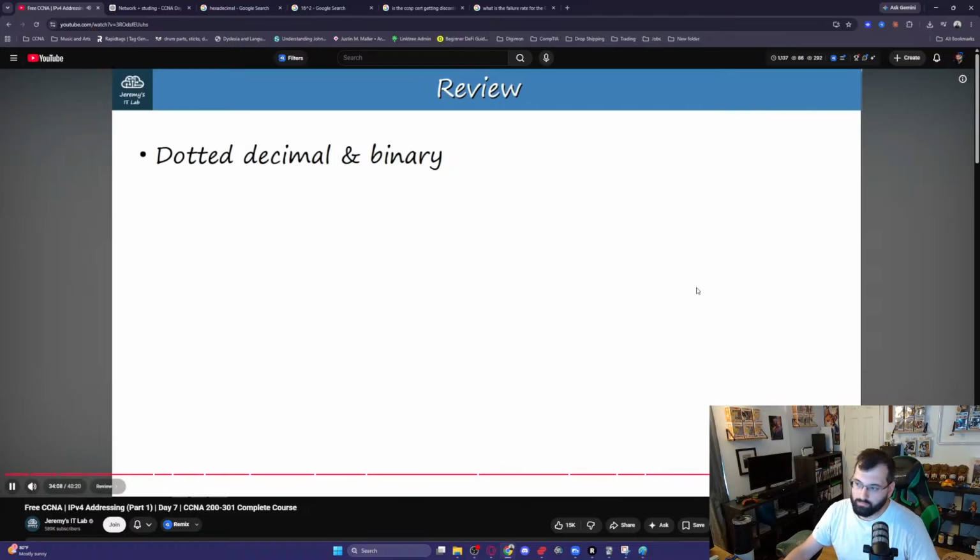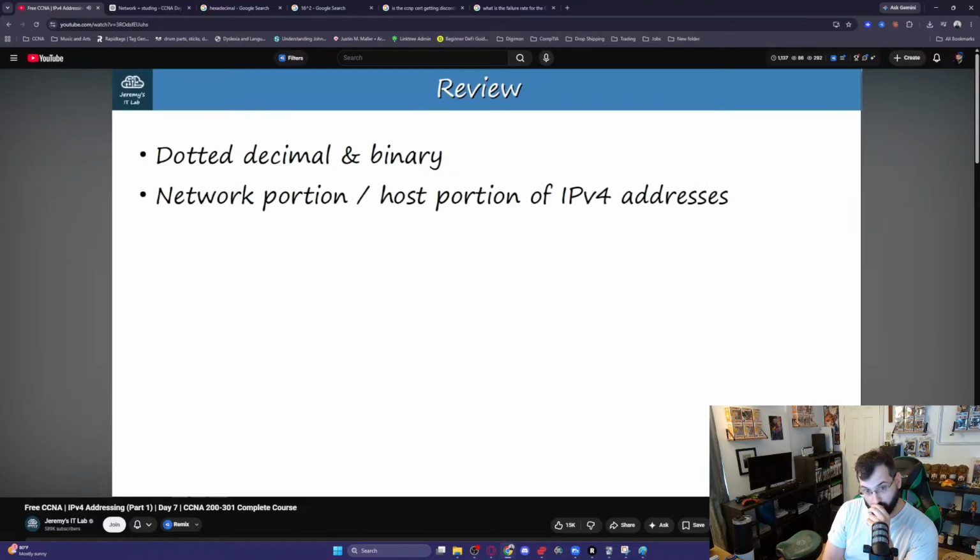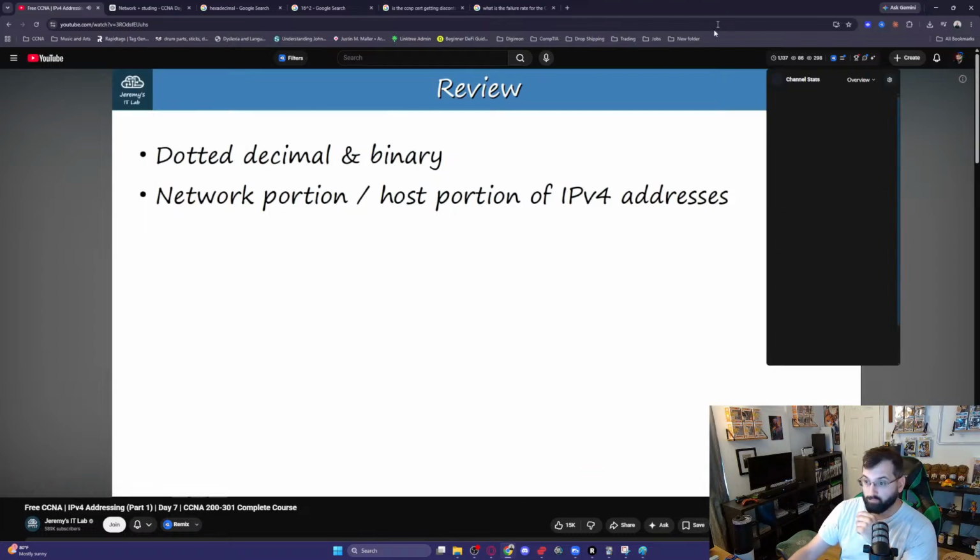First, I talked about dotted decimal and binary. Binary is how computers think, but 32-bit IPv4 addresses are difficult to remember for us humans. So we convert IPv4 addresses to dotted decimal form to make them easier to read and remember. You learned that IPv4 addresses consist of a network portion and a host portion. Hosts on the same network will have the same network portion.